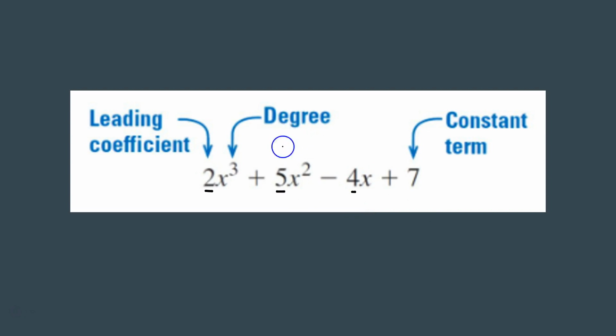Okay, degree. Degree is whatever power it is. So in this case, we have a degree of 3, a degree of 2. There's an imaginary 1 there, so a degree of 1. This one would be to the degree of 0.